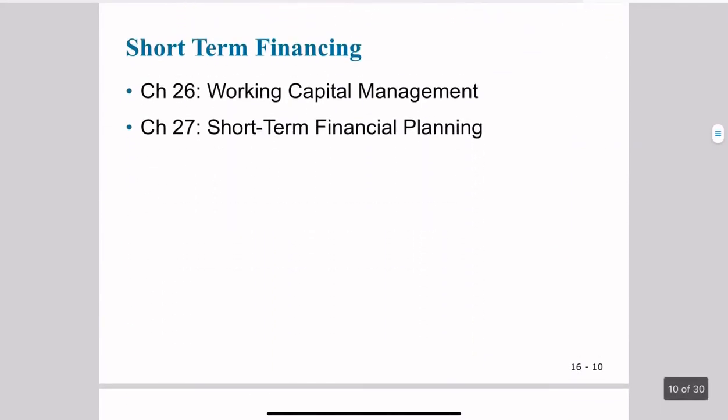Okay, second component is about short-term financing. And we have two major chapters. The first one is managing your working capital, and the second one is short-term financial planning.